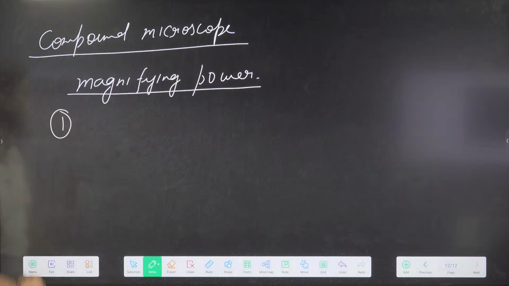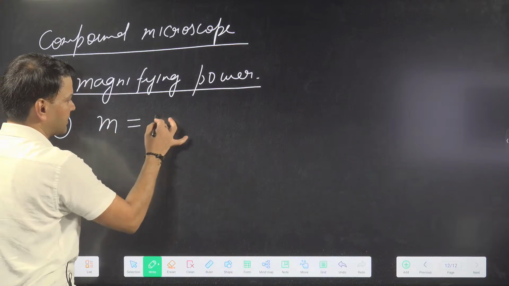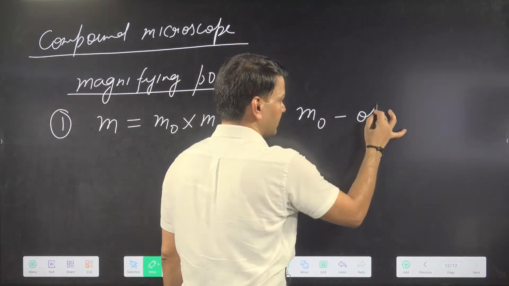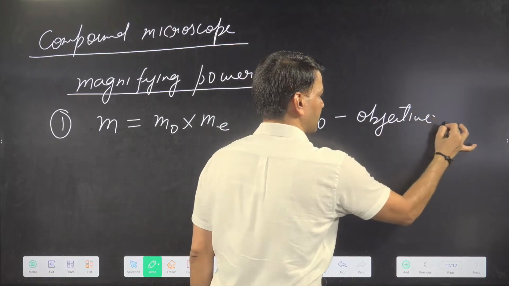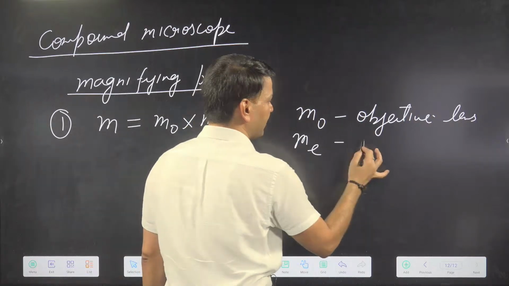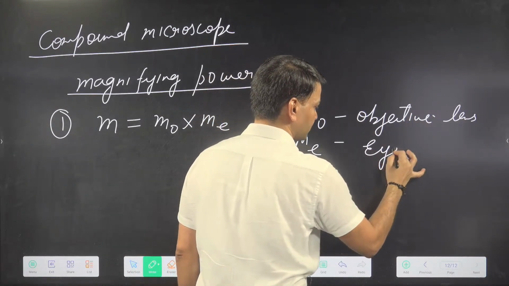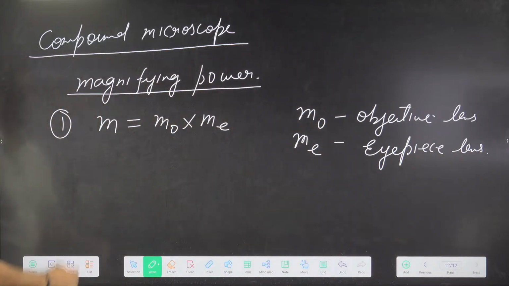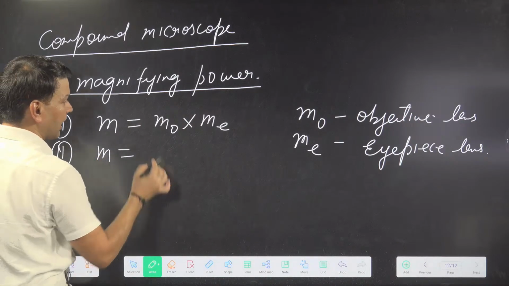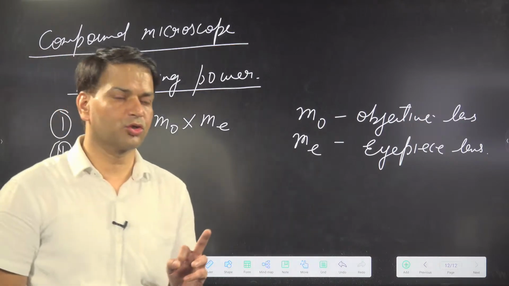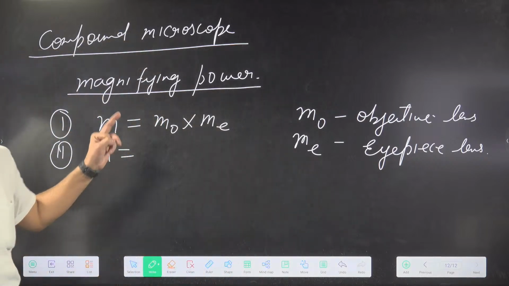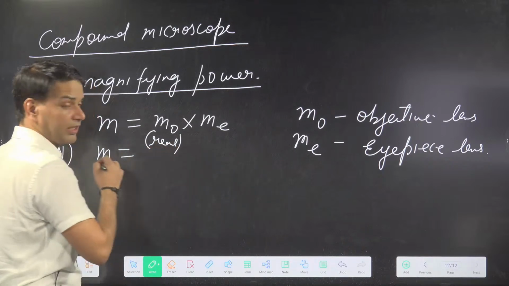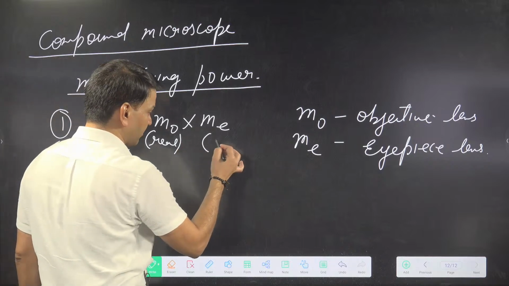Mainly we have to remember two cases. First, the basic formula is M is equal to MO into ME. What is MO? Magnification for the objective. And ME is for the eyepiece lens. Okay, MO, like it is a lens, so directly we can use the relation. In a compound microscope, the objective always forms a real and magnified image. So MO will be for the real image, and the eyepiece will always form a virtual image.